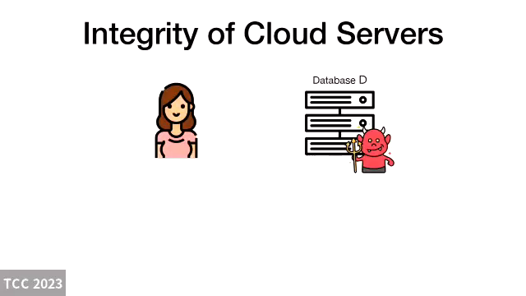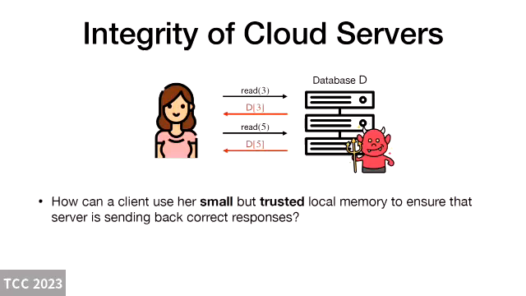Okay, so what's the memory checking problem? Consider the problem where a client outsources a database to a remote cloud server. Now she has outsourced the database and is trying to read from it. But because the server might be malicious, these responses back might be incorrect. So if the client only has a small but trusted local memory, how can she ensure the correctness of all these responses back from the server?